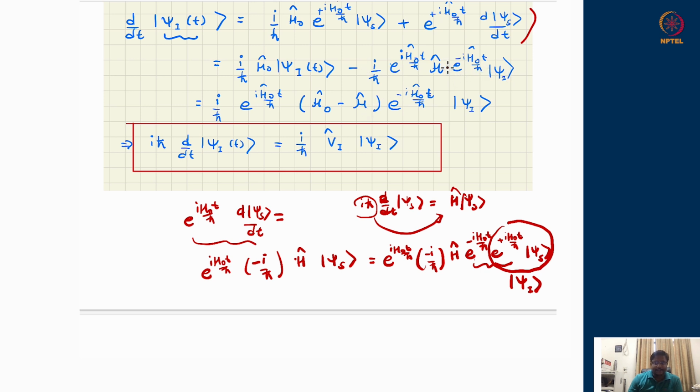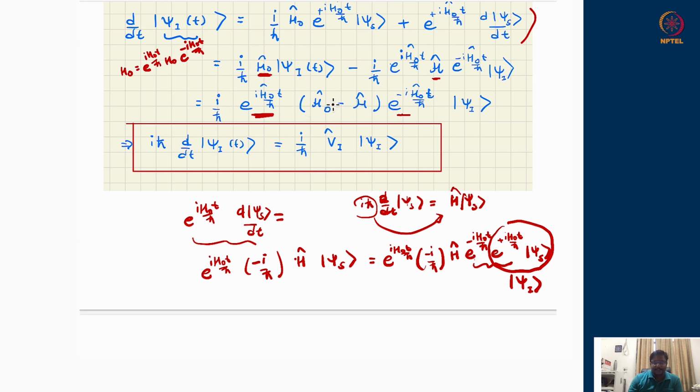So together, if I combine them, since this h naught can also be written as e to the power i h naught t upon h bar times h naught and e to the power minus i h naught t upon h bar. So I use this. So ultimately you can see both sides will have a similar kind of structure. Only thing is that here it will be h naught and here it will be h. So I will get e to the power i h naught t upon h bar from the left and e to the power minus i h naught t upon h bar on the right, and in between I will have h naught minus h.